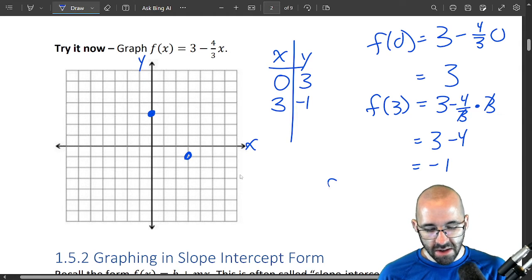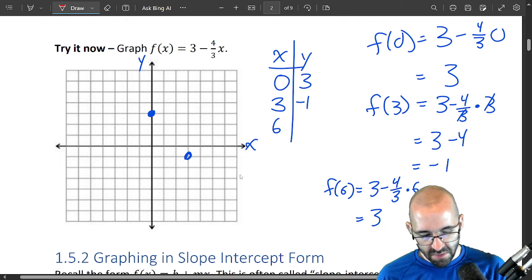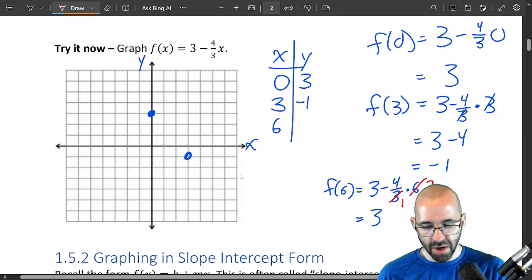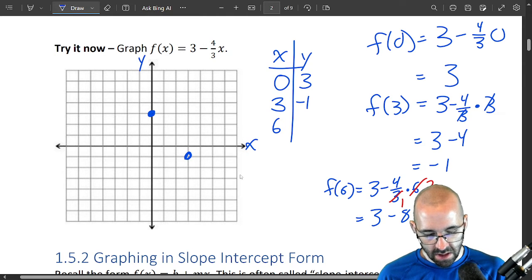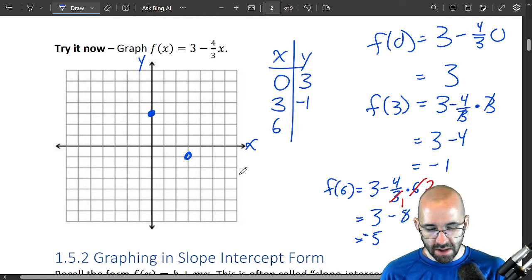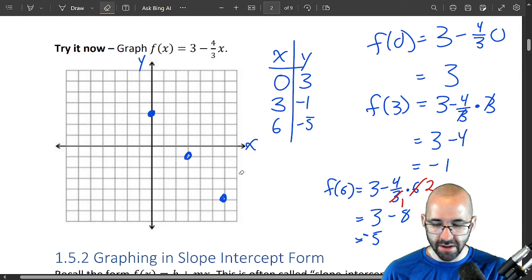But if we want to be safe, let's plug in another point. Let's try 6. Put 6 in, we get 3 minus 4/3 of 6. This cancels a little bit. This cancels to 2 in the numerator and 1 in the denominator. So that becomes 8. Or -5. We get 6, -5. Going to be right here. And again, on both of these, you can see that we're going down 4, right 3, down 4, right 3. We'll get into that later.